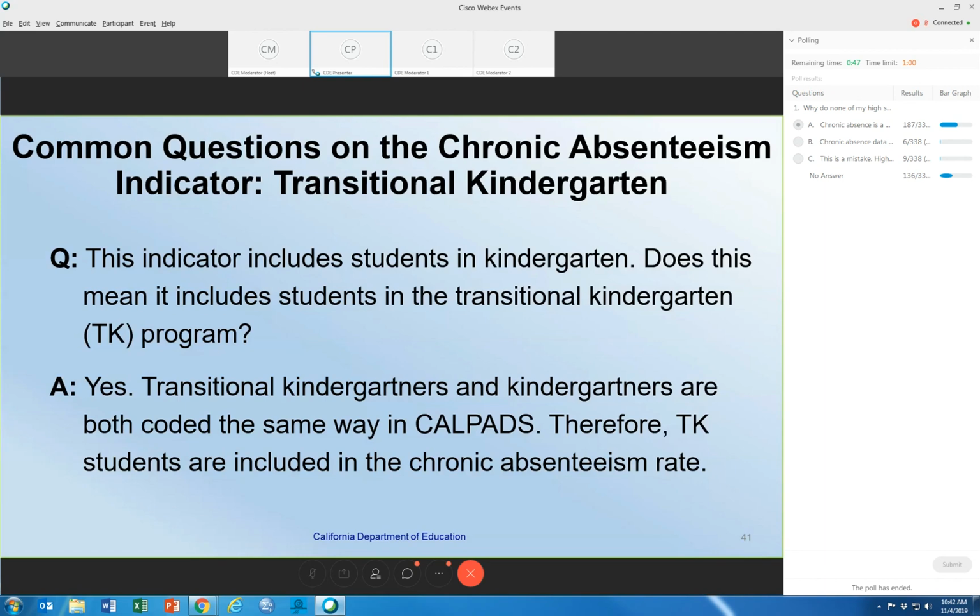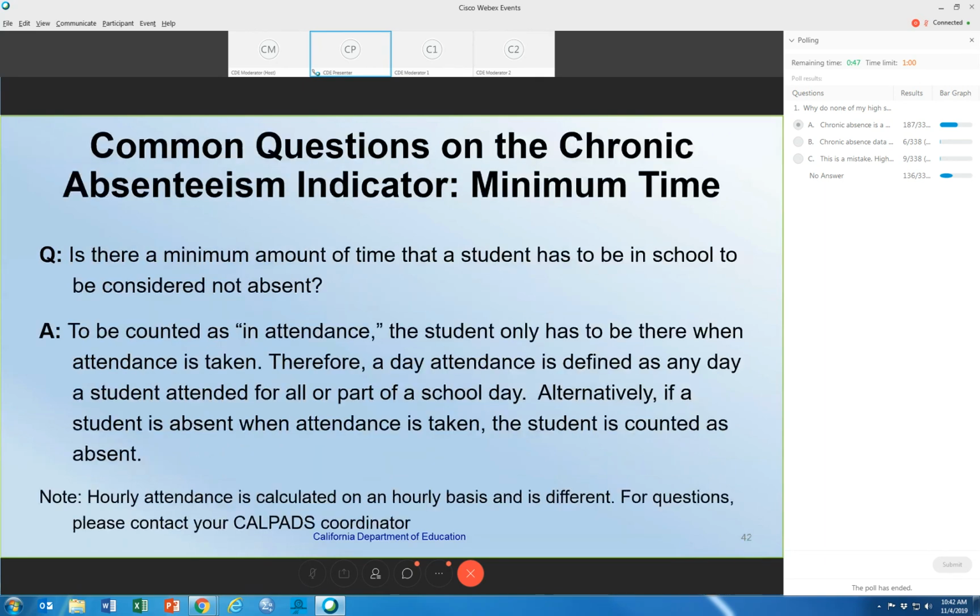And then we get another question about the minimum amount of time that a student has to be in school to be considered not absent. To be counted as in attendance, the student only has to be there when attendance is taken. Therefore, a day of attendance is defined as any day a student attended for all or part of the school day. Alternatively, if a student is absent when the attendance is taken, the student is counted as absent.